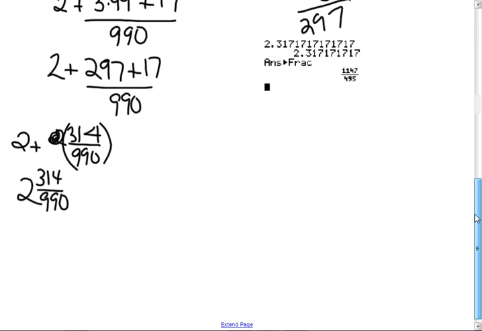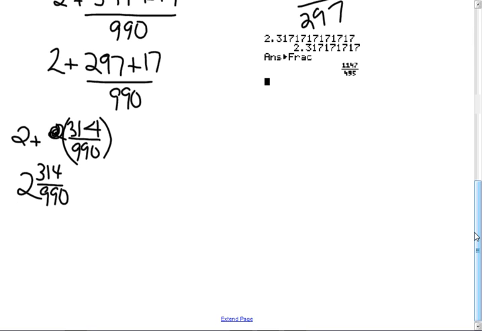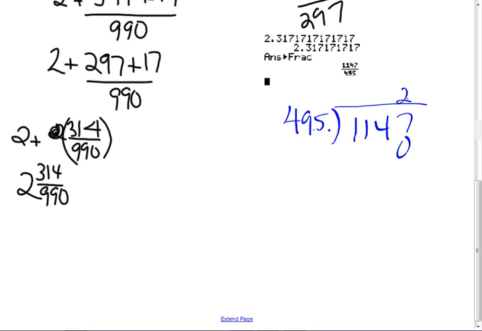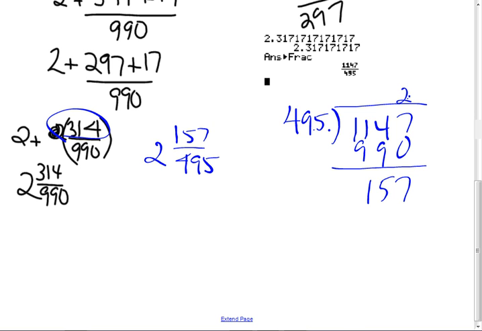Okay, you guys, what's half of that? Can you guys divide that? What's half of that? What's 2 times that? 10, 18, 19. Yeah, remember that? So it's 157 over 495. What's half of that? It's half of 314. I did do it right. Yay.